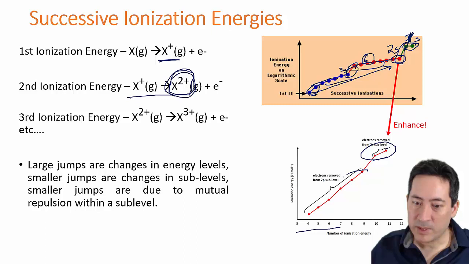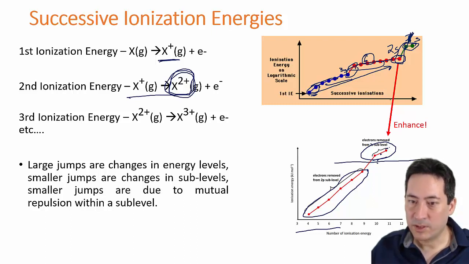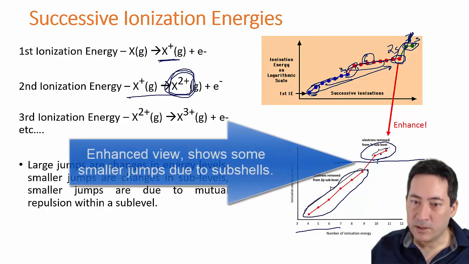When you get the big jumps here, that's going to be because of either subshells or because of complete valence shell jumps, energy level jumps. And so you'll be able to distinguish by counting them. So the 2 and the 6 are clues.